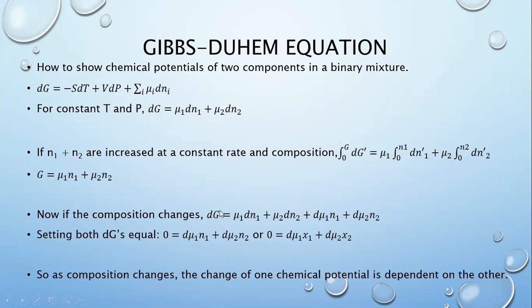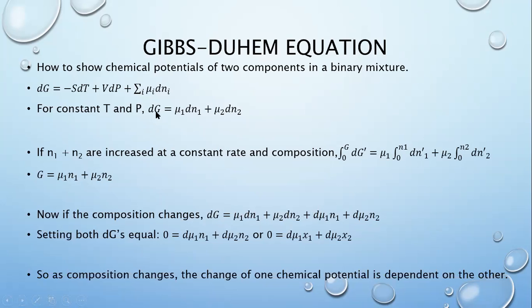Now if the composition changes, as you multiply d through everything there, we have to take d through both parts. So we have the chemical potential times the change in moles, and the change in chemical potential times the moles staying the same. They're not separate, we're allowing them to mix, so we have to deal with this term and this term.